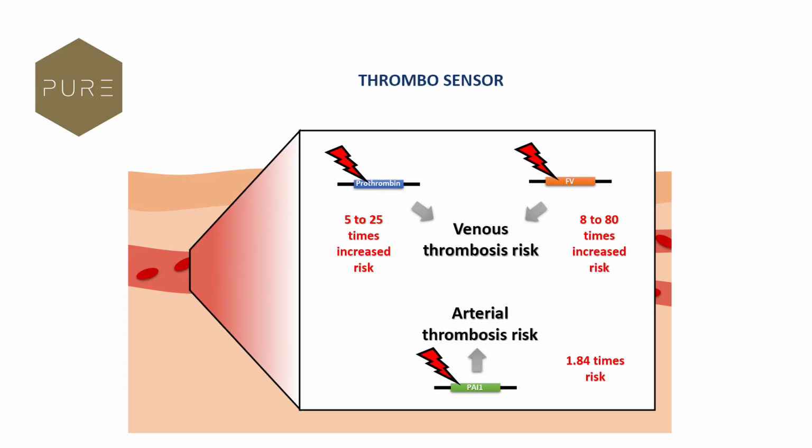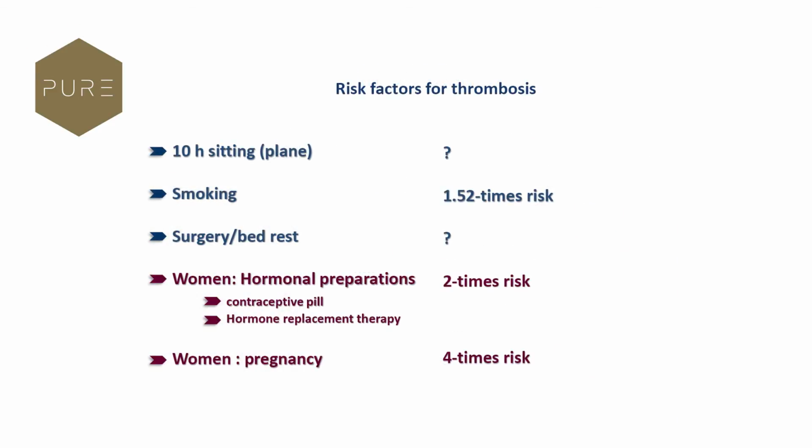There's a genetic variation that increases the risk 1.84 times. So that's a genetic risk. And there are a number of risk factors that especially people with increased risk should avoid to not increase the risk more and even reduce the risk compared to other people with the same genetics.